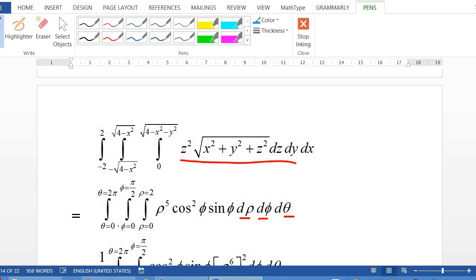From the limit of z, we have z from 0 until z equal to square root of 4 minus x squared minus y squared. It tells you this one is the upper hemisphere. This surface tells you this is the upper hemisphere.